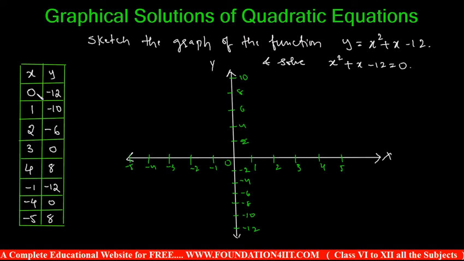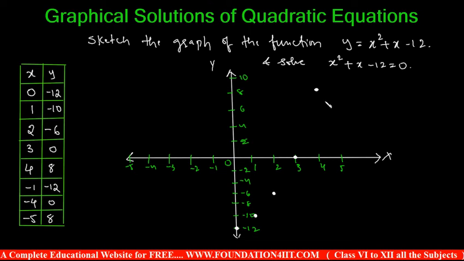First is 0 comma minus 12. The x value is 0, so the point is on the y-axis, minus 12 it is. So this point. And next is 1 comma minus 10. 1 comma minus 10 is this. For 2 it's minus 6. And 3 comma 0, it's on the x-axis. And for 4 comma 8, 4 comma 8 is in the first quadrant.